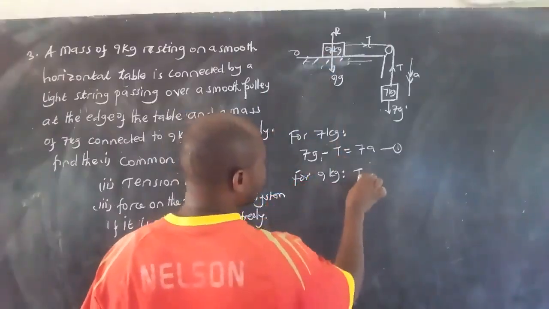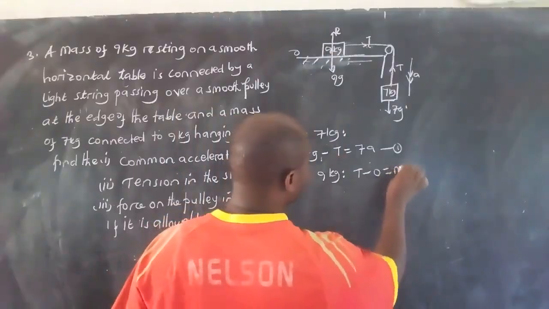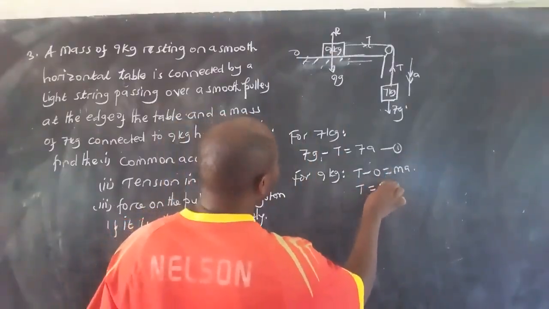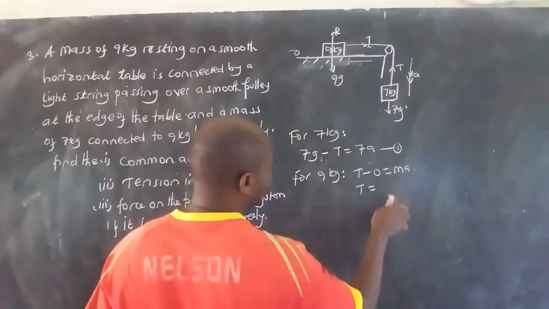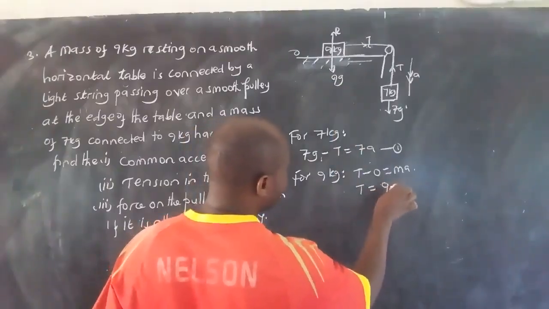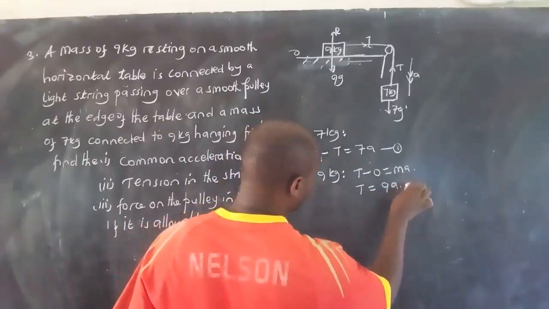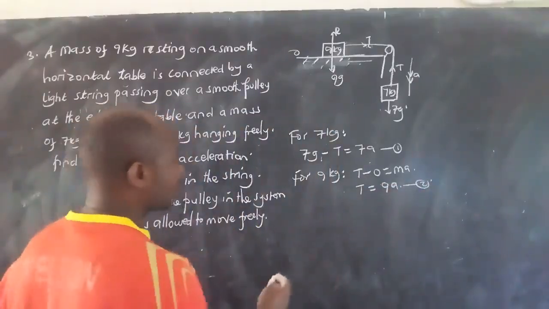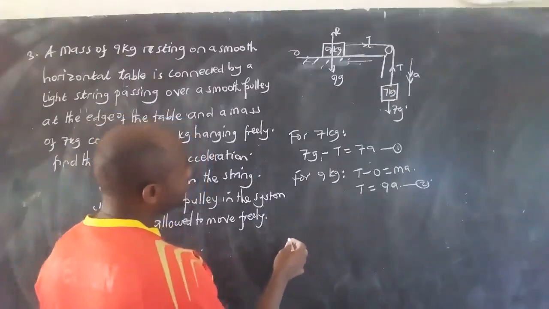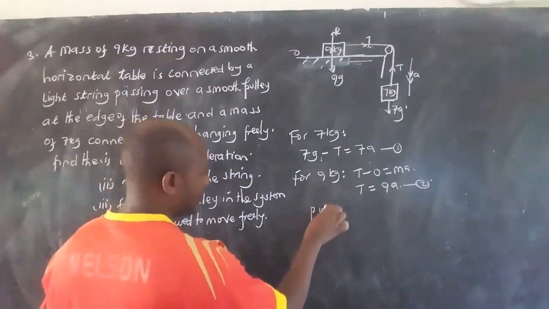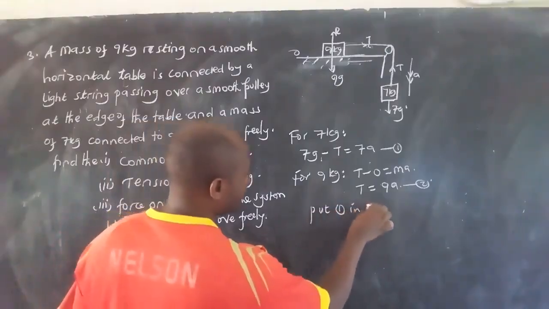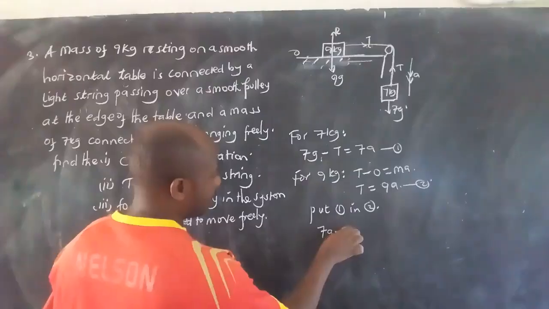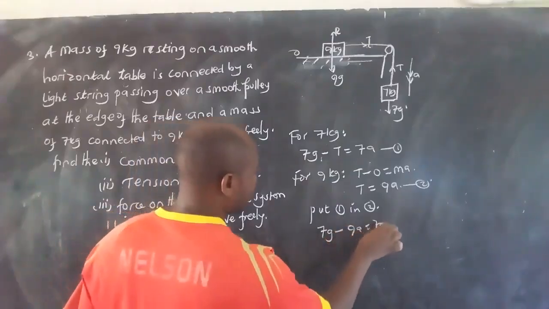So we can say T minus 0 is equal to MA, which means T will be equal to MA, which is 9A. That's equation 2. So put 1 in 2. We shall now say 7G minus 9A is equal to 7A.